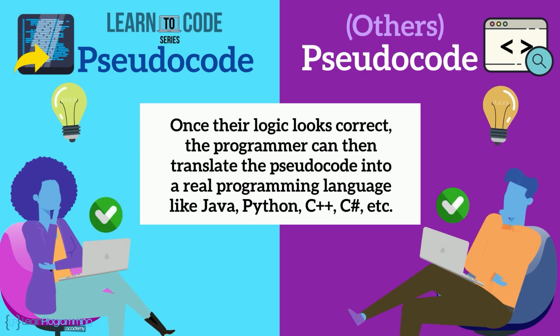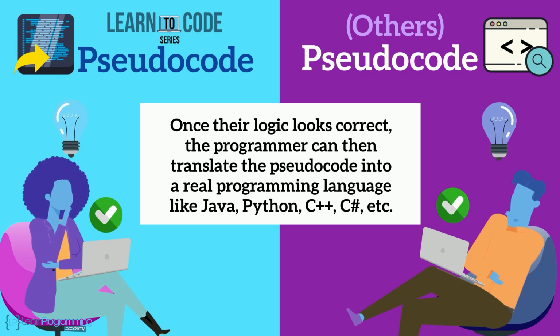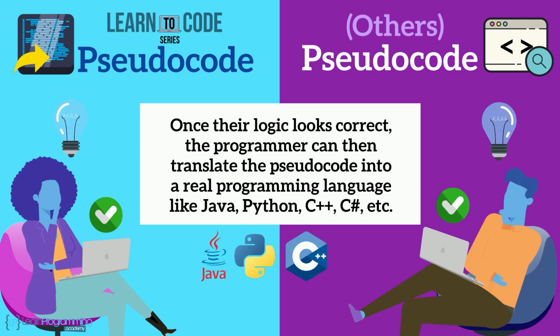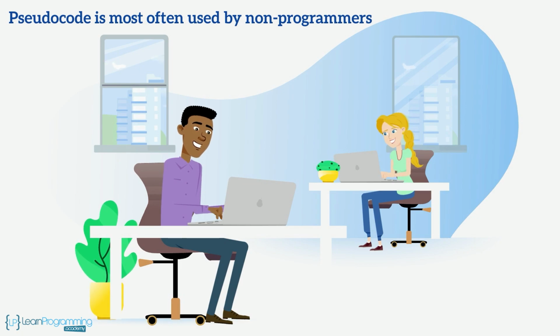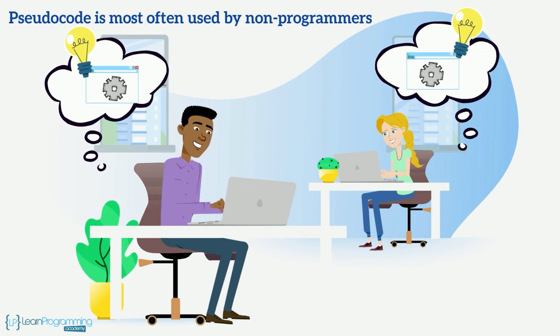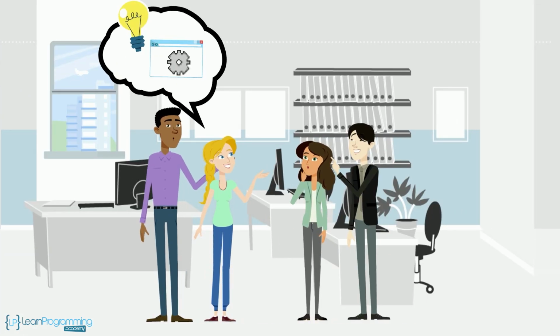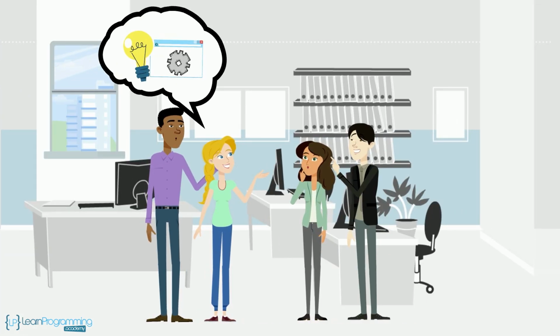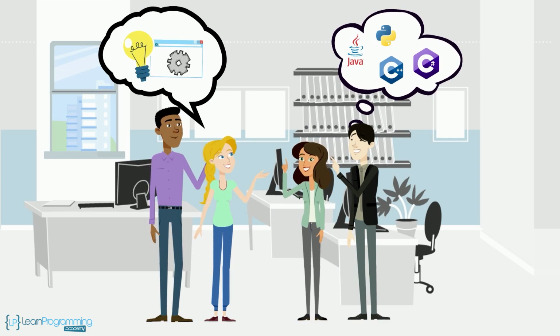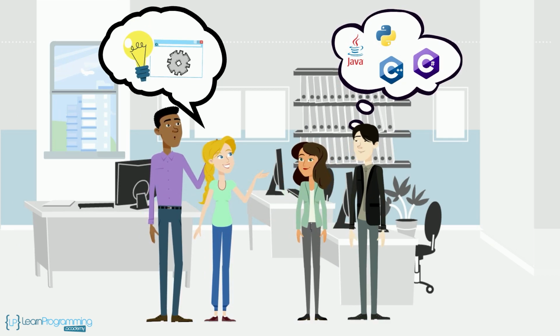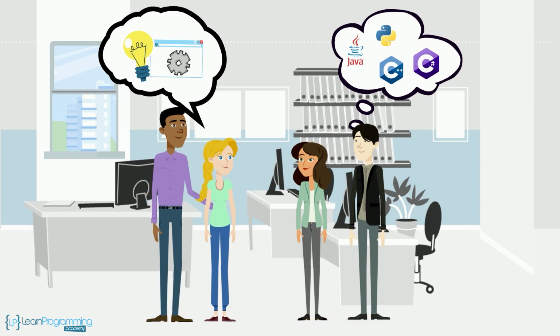Once their logic looks correct, the programmer can then translate the pseudocode into a real programming language like Java, Python, C++, C#, etc. Pseudocode is most often used by non-programmers who want to express their logic and decision-making steps for an app, and then give the pseudocode to a programmer for him or her to create the app using a real programming language. This allows non-programmers to participate without having to know a specific programming language grammar or syntax and its nuances. This is a really good thing.